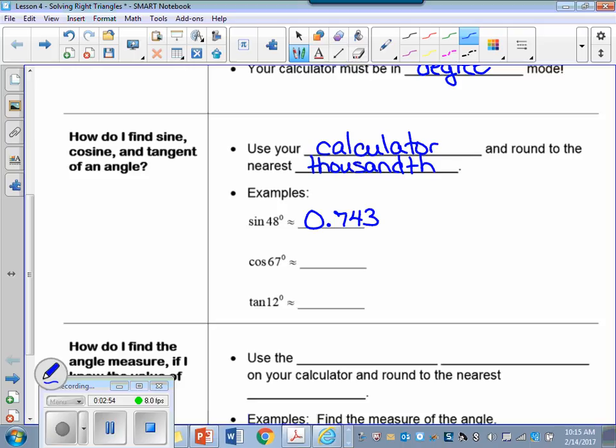Cosine is 2 keys above the 8. So cosine 67, 0.391. Again, watch your rounding. Tangent, 2 keys above the 9, 12, 0.213. It's that easy. If you get these problems wrong, it's usually because you round incorrectly. Please be careful.